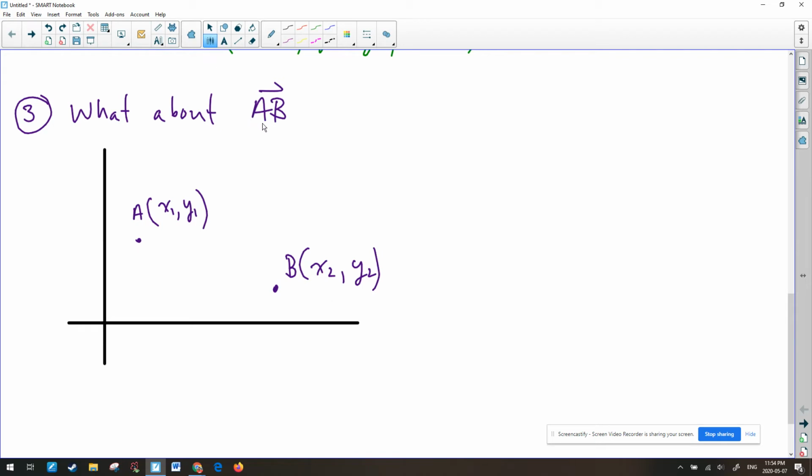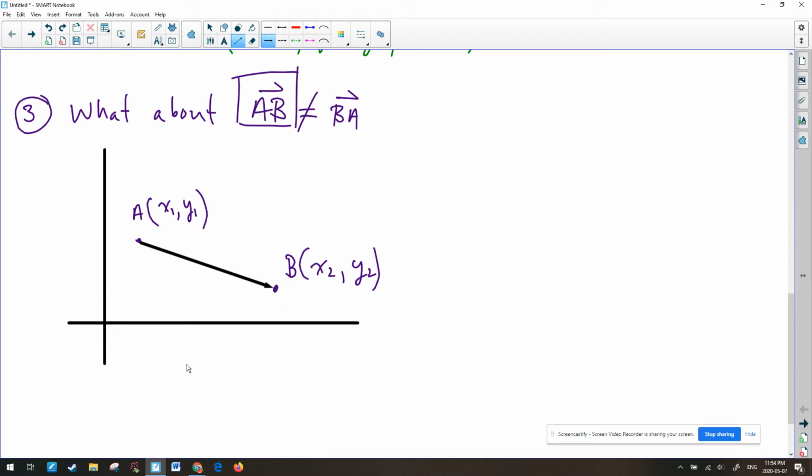But I want vector AB. The order of these letters matters, right? Vector AB is not equal to vector BA. They're the same magnitude and they are collinear, they're parallel, but they're in opposite directions, so they're not the same thing. So where you place the head on this vector is important. Right now we're concerned with vector AB, so we start at A and we end at B, and that needs to be very clear from your diagram, with the head pointed to B.